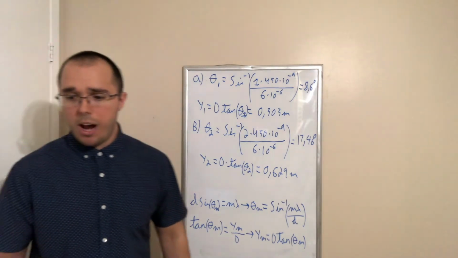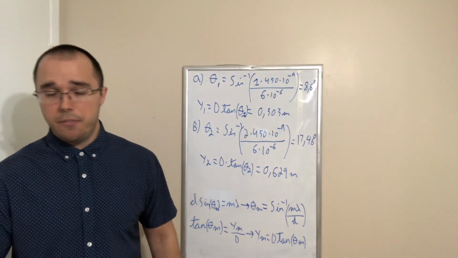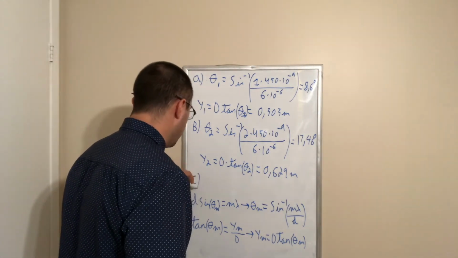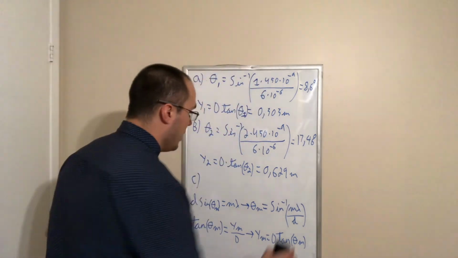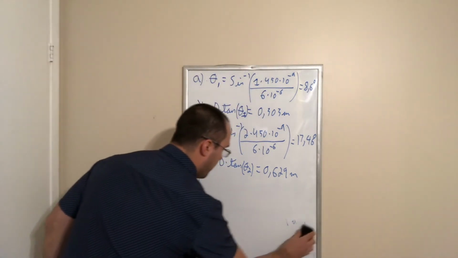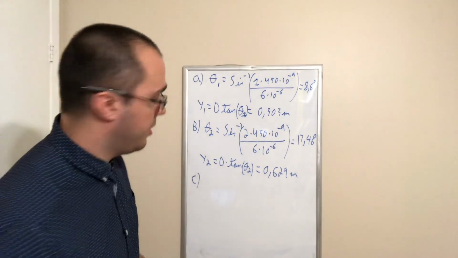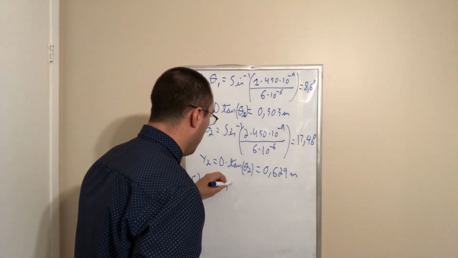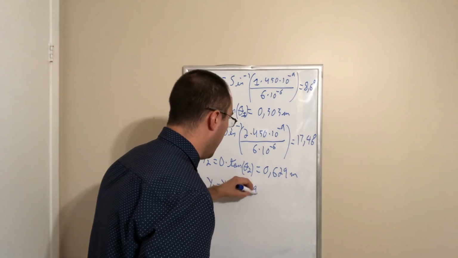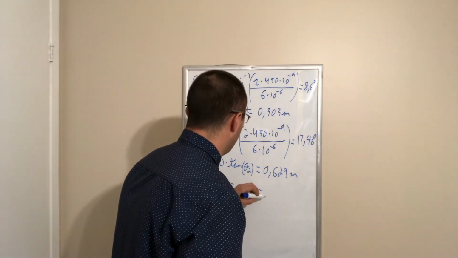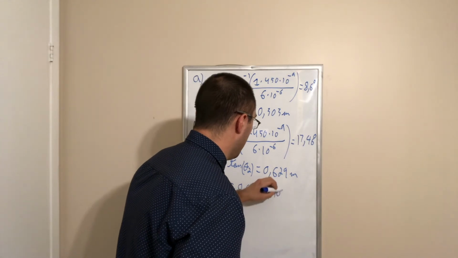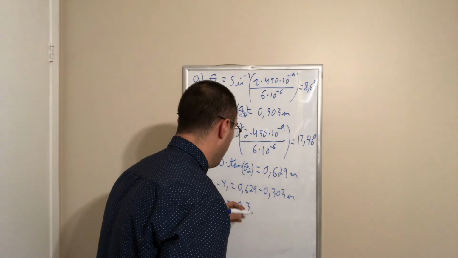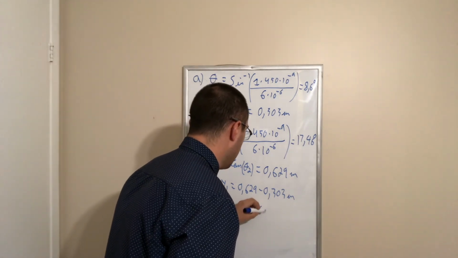Part C, we are asked, what is the distance between the first and the second fringe? Well, this question is very straightforward. Basically, we simply take the answer of part B minus the answer of part A. So y2 minus y1 is equal to 0.629 minus 0.303, and we get 0.326 meter.